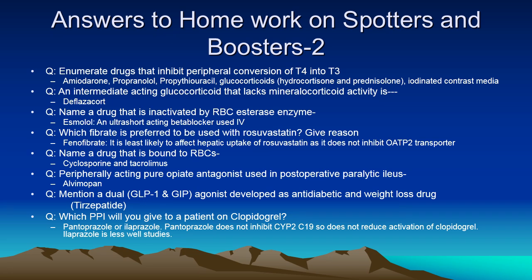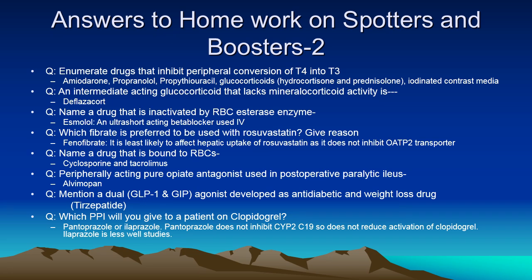Question 1 was enumerate drugs that inhibit peripheral conversion of T4 to T3. It is not only propylthiouracil but a number of other drugs such as amiodarone, propranolol, hydrocortisone, prednisolone, iodinated contrast media, all can inhibit peripheral conversion. An intermediate acting glucocorticoid that lacks mineralocorticoid activity. It is deflazacort.